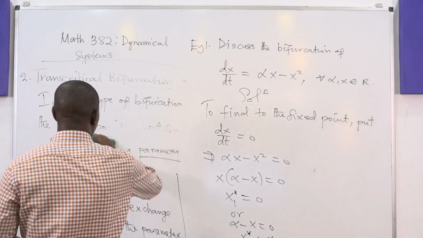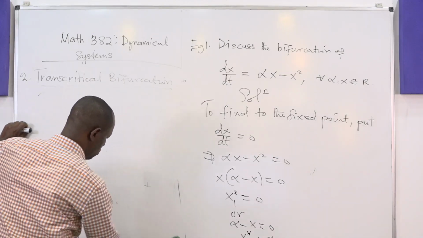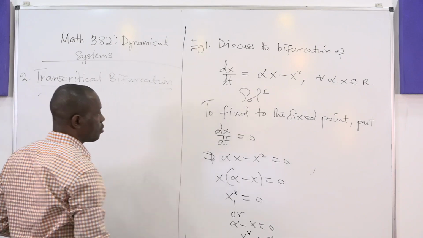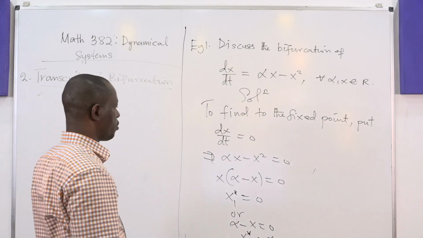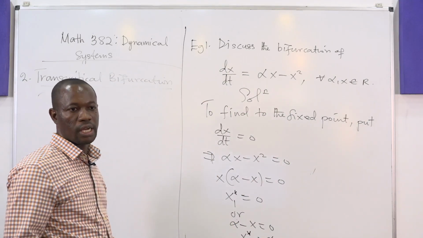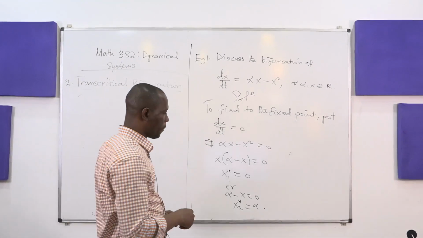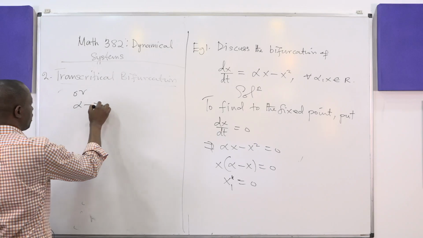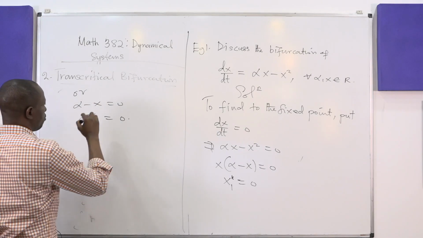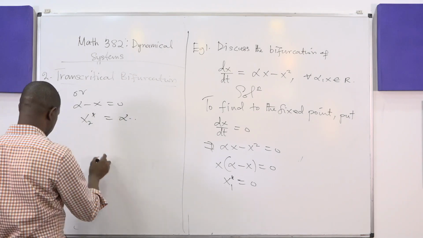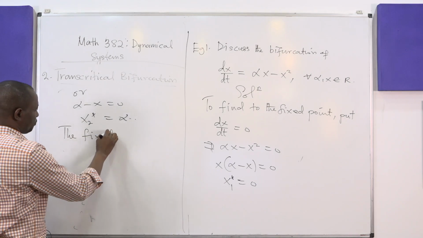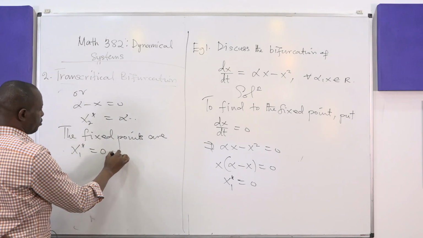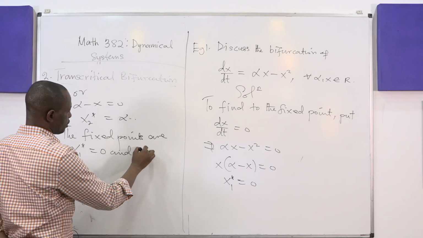So we have to equate. Is that okay? The board, they can't see the down. Then let me bring it here. Or alpha minus x equal to 0. So x2 star is alpha. So the fixed points are x1 star equal to 0 and x2 star equal to alpha.